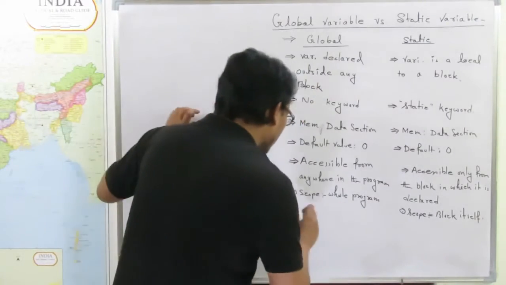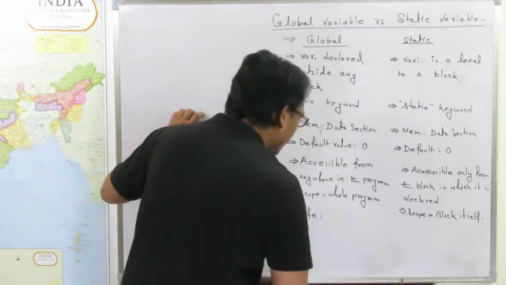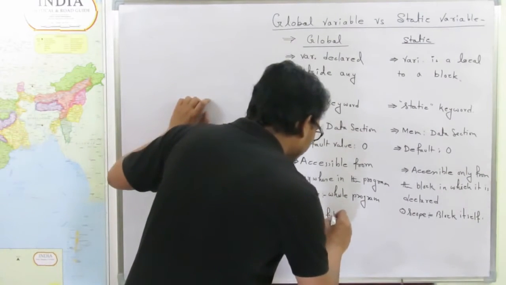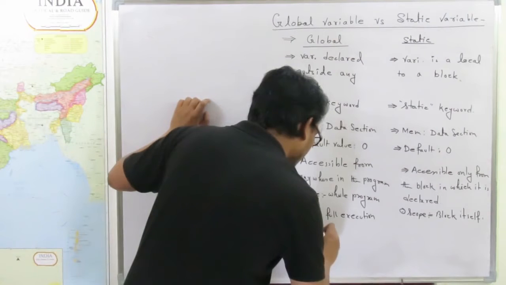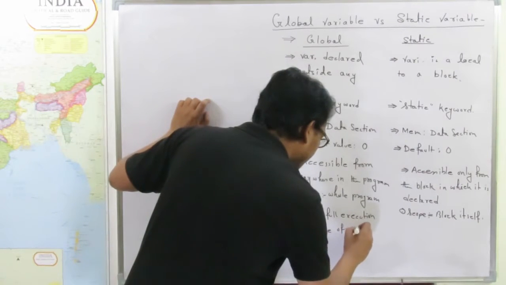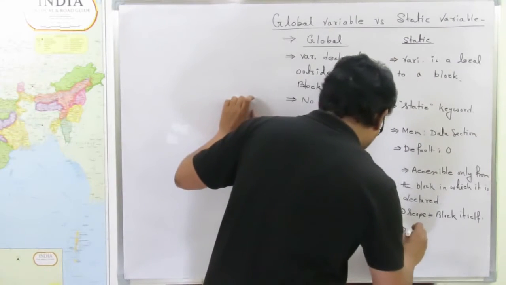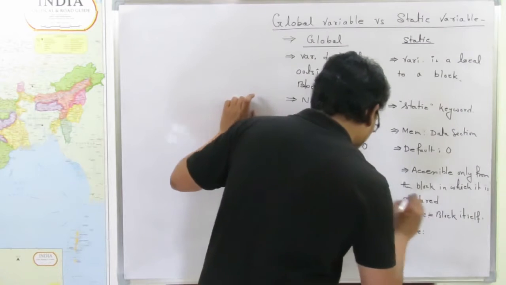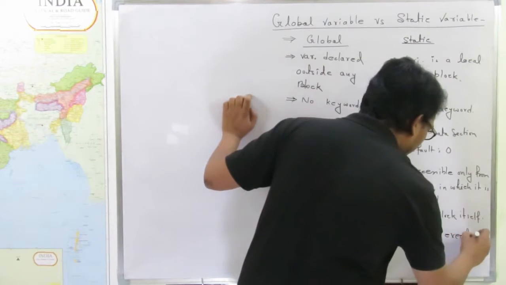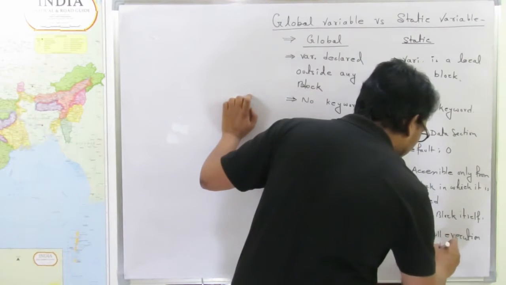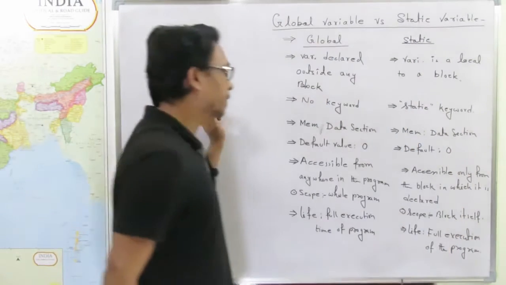Clear? So life will be the full execution time of the program. In case of static variable also, life will be the full execution time of the program. Clear?